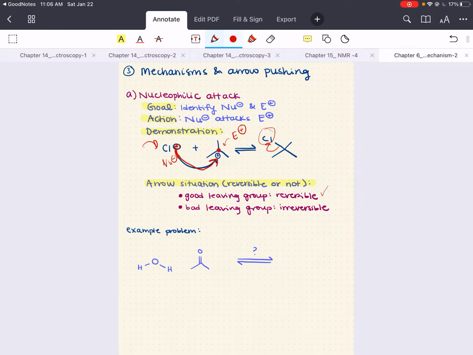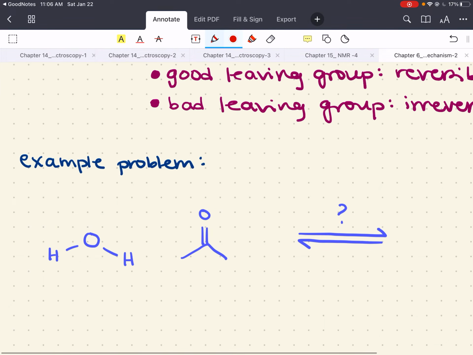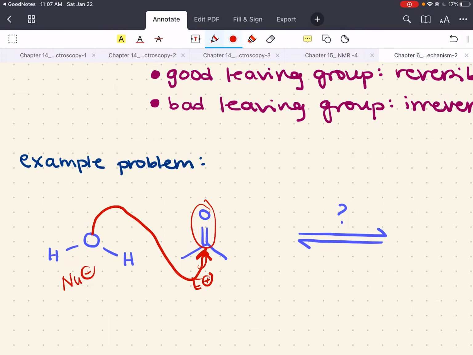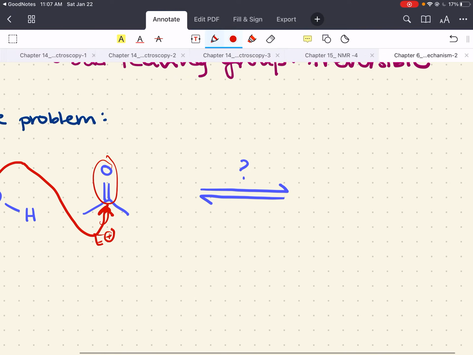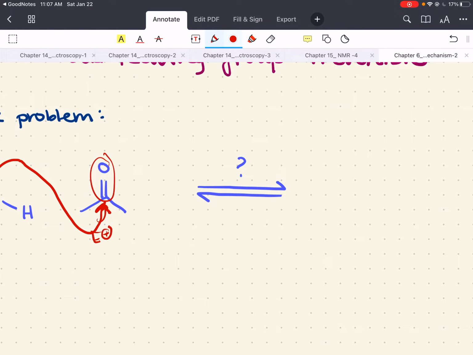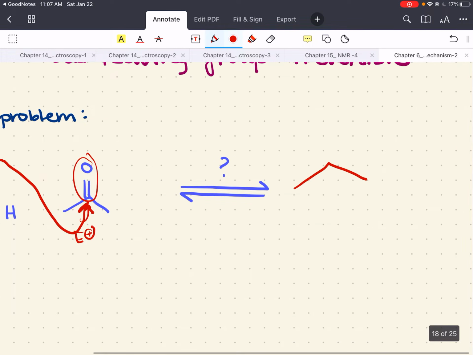Let's do another example problem. Now we talked about carbonyls. This is an electrophilic center. Water can act as a nucleophile or electrophile. Here, it's going to act like a nucleophile, and it's going to attack our electrophilic center. Nucleophile attacks electrophile, and what we get here is the addition of water.